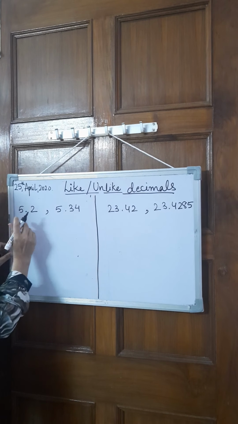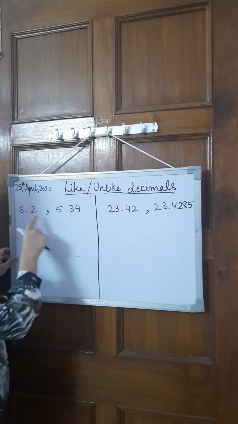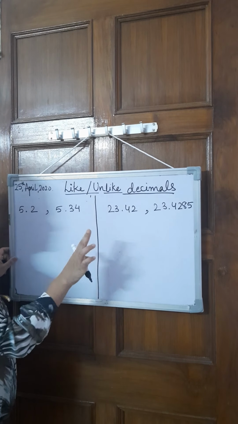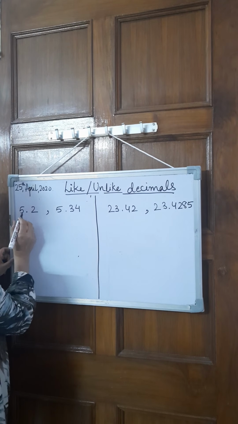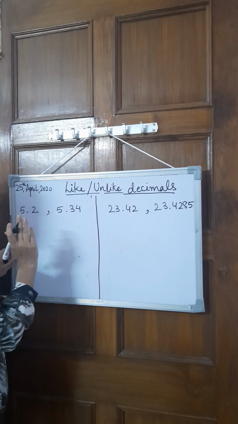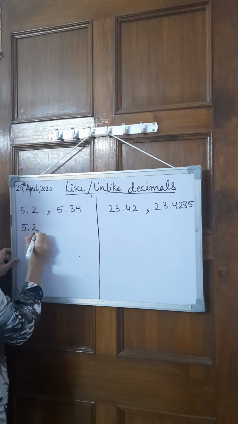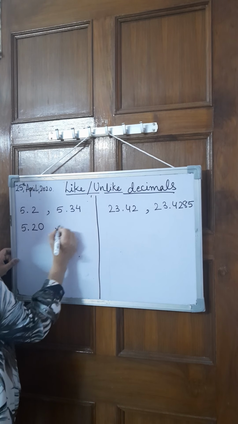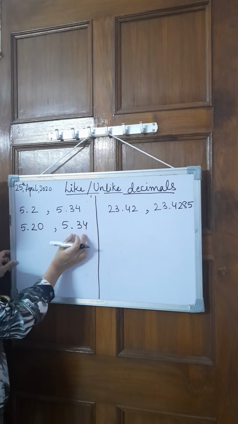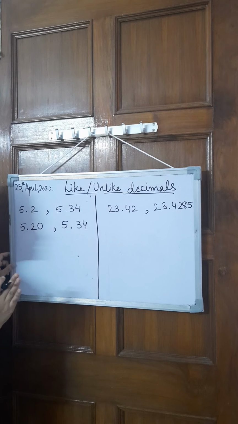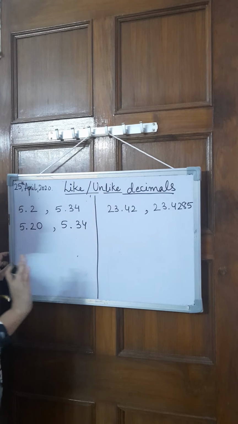First we have to find out which number of places is the maximum. Here I have one place, here I have two places. This means I need two places, so I have to convert this number to two places. This number can be written as 5.20, and this number will remain the same. So now I can say that these two decimal numbers are like decimals because the places here are the same.